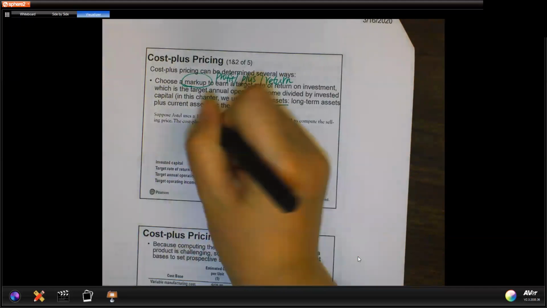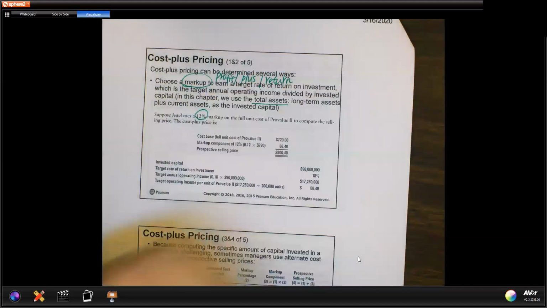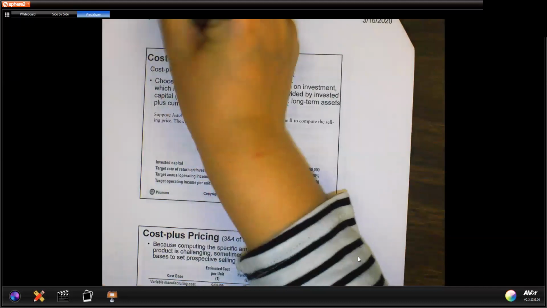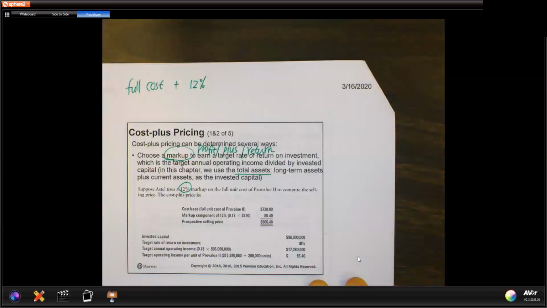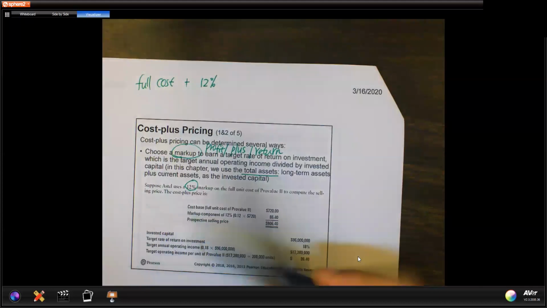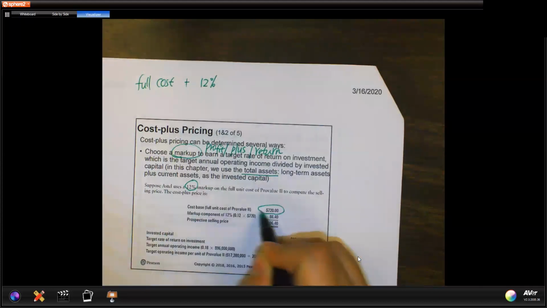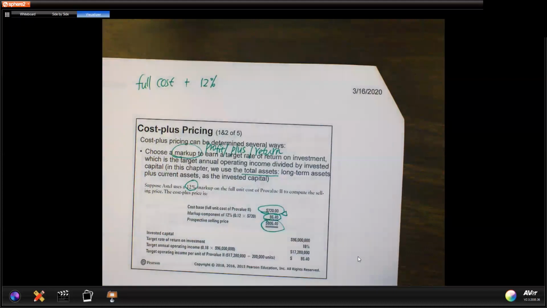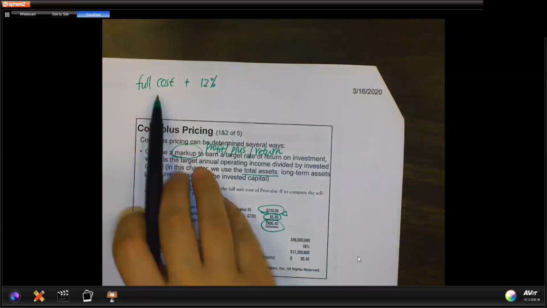Okay, so here is what I want to say. You have your full cost, and then you also want to add 12% as the selling price. So your markup is 12% of your full cost. The cost is 720,000. Your markup is 12% of your cost. So you get your selling price to be $806.4. Okay, so your full cost plus your markup percentage.